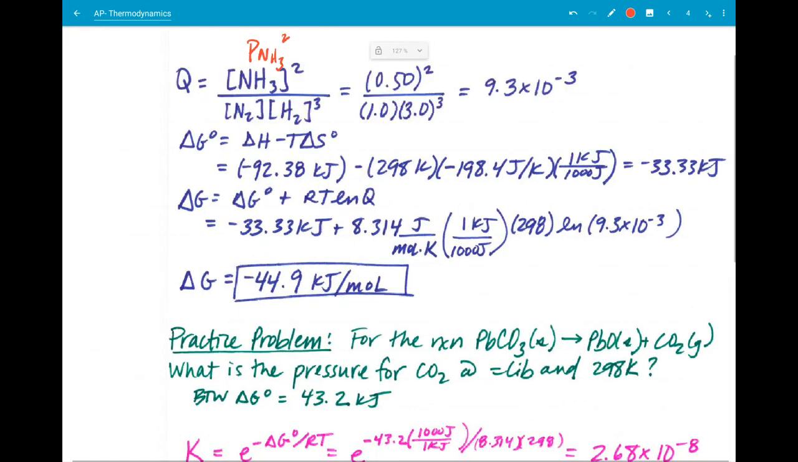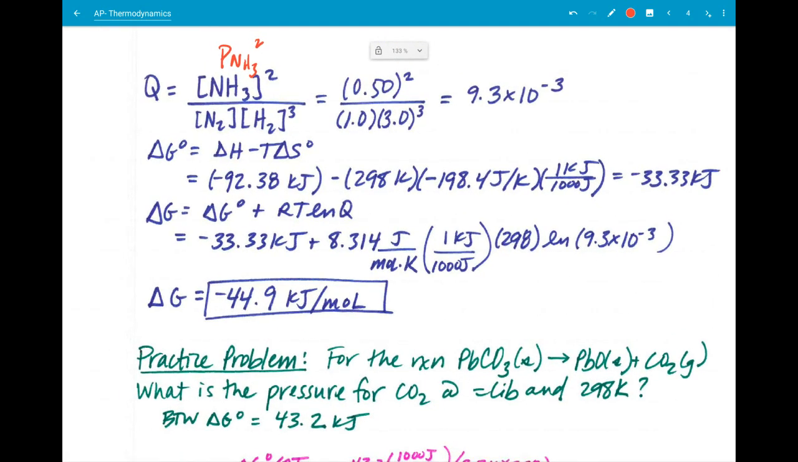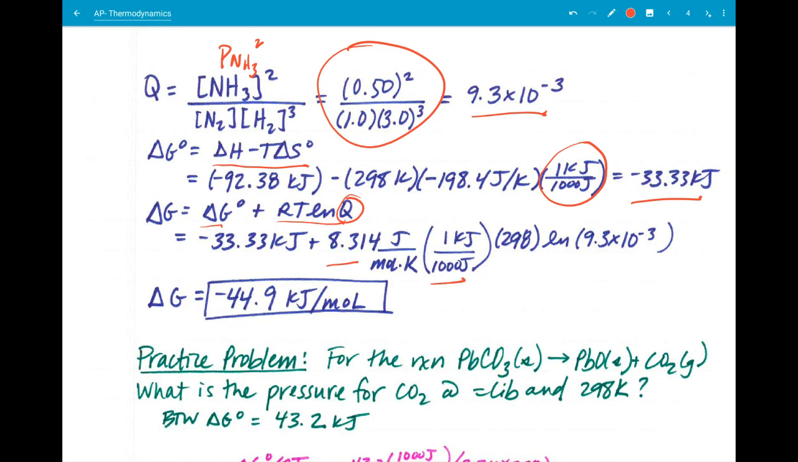Again, I would use the P's here. That's the more correct form. AP used to not worry as much, now they do. So I'm actually going to plug those values in. That gives me my Q. I'm going to use this equation that I mentioned with that conversion to get me to my kilojoules. And then I'm going to plug everything into this equation of delta G equals delta G naught plus RT ln of Q. Again, we have to use the one with the Q. And notice my gas law constant, I'm converting to kilojoules. So it's just a bunch of plug and chug.